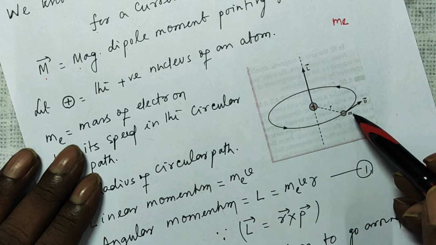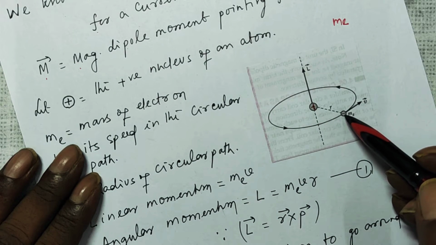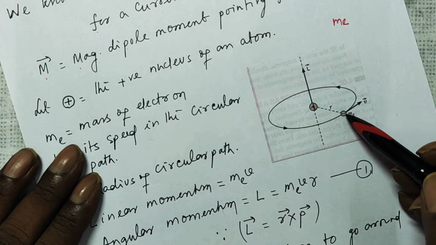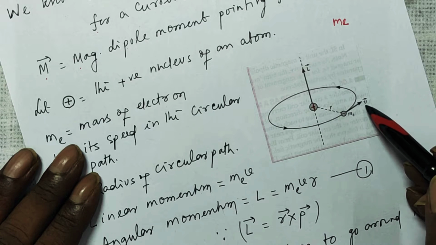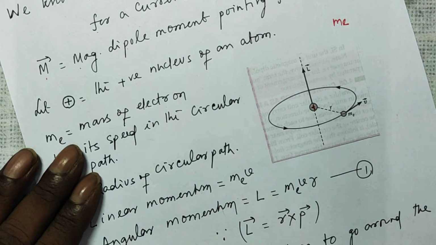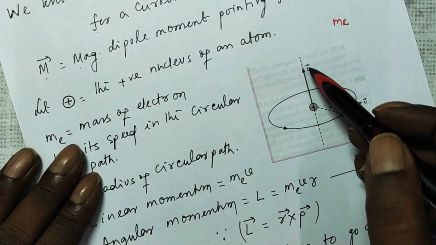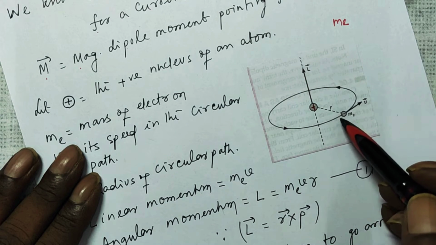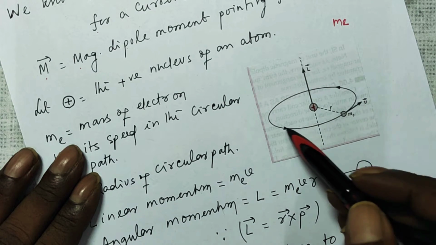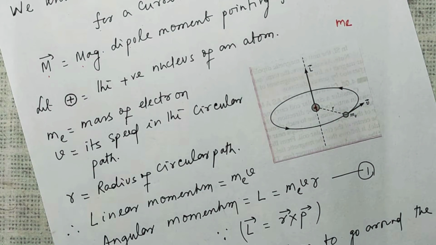It is moving in a circular path, and we know when something moves in a circular path, at any point on the path the instantaneous velocity is along the tangent. So v is the velocity of the electron. From the center to this point is the radius of the circular path. And L stands for angular momentum. And we'll see how this angular momentum is pointing this way if the electron is moving anticlockwise. If it is moving clockwise, this angular momentum will be pointing vertically downward. And we'll find out the relationship between angular momentum and the magnetic dipole moment.